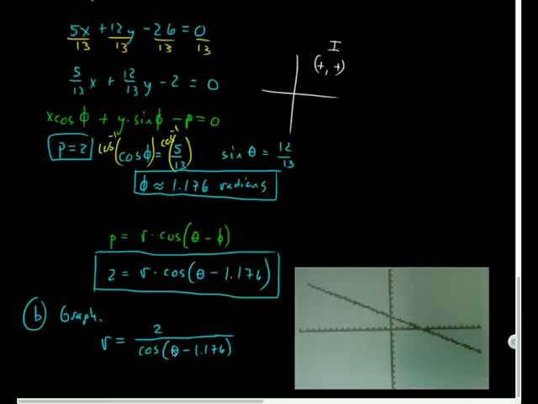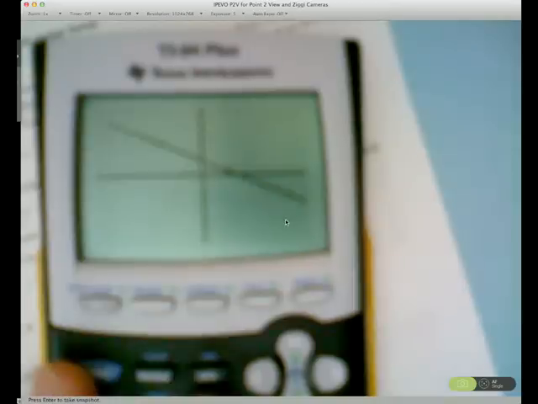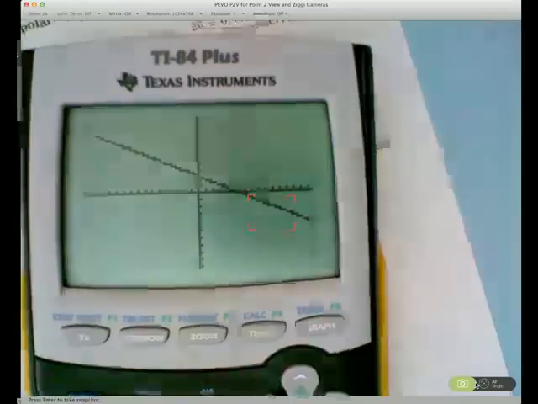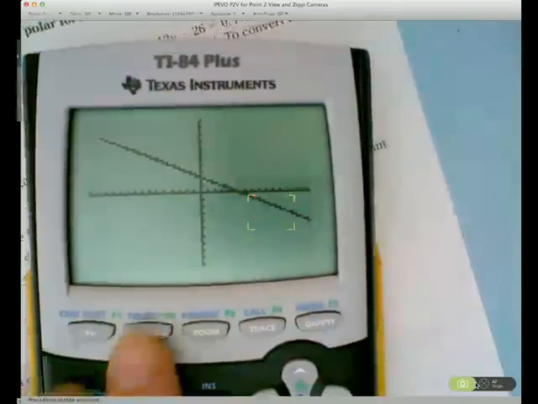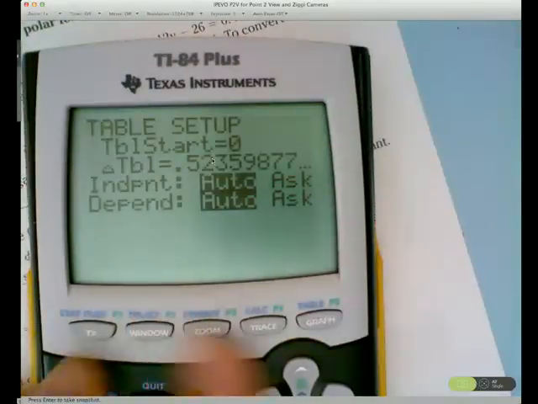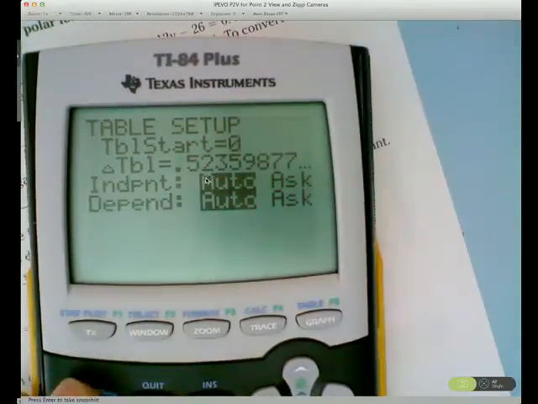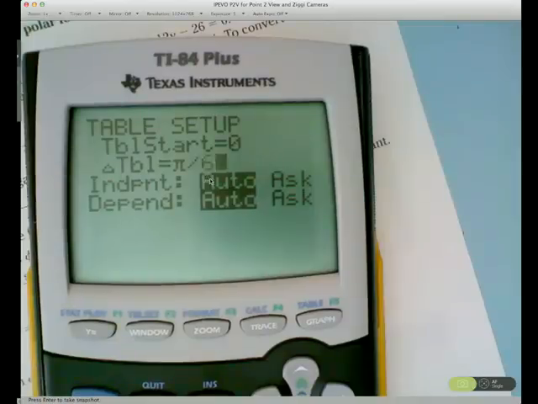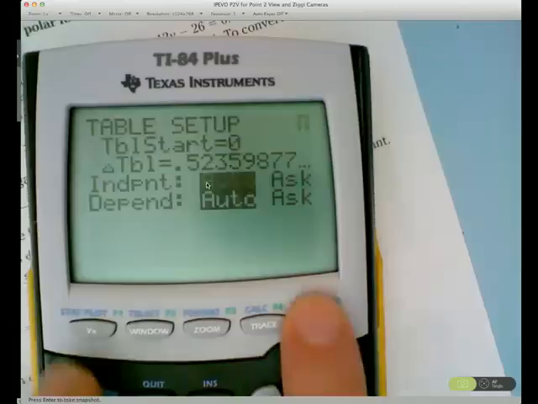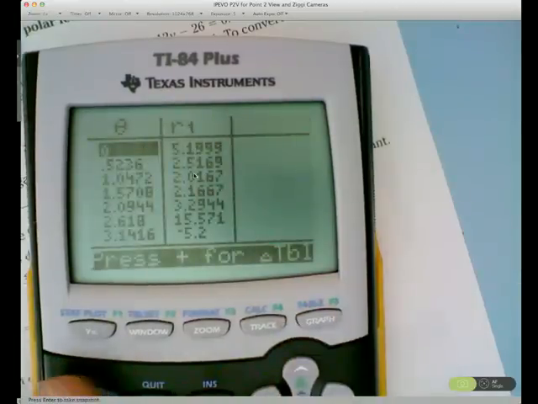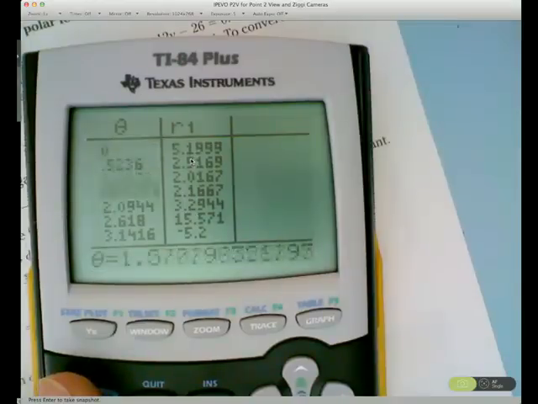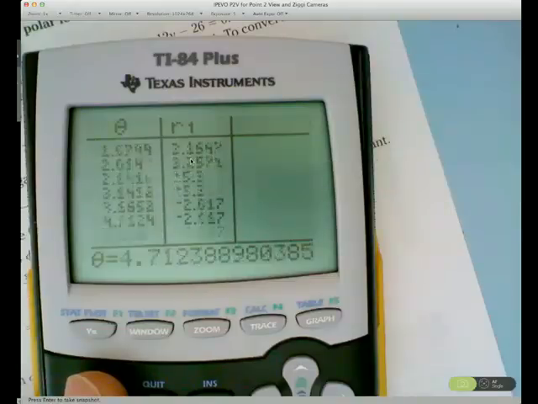And like I said, if you didn't have technology to graph this, you could do it with a table of values. I'll show you what the table would have looked like. If I go to table set in the calculator, I could count by pi over 6s, which is usually a helpful angle, counting by 30 degrees. And if I go to second table, you can see how this is represented. And there's something I want to point out.